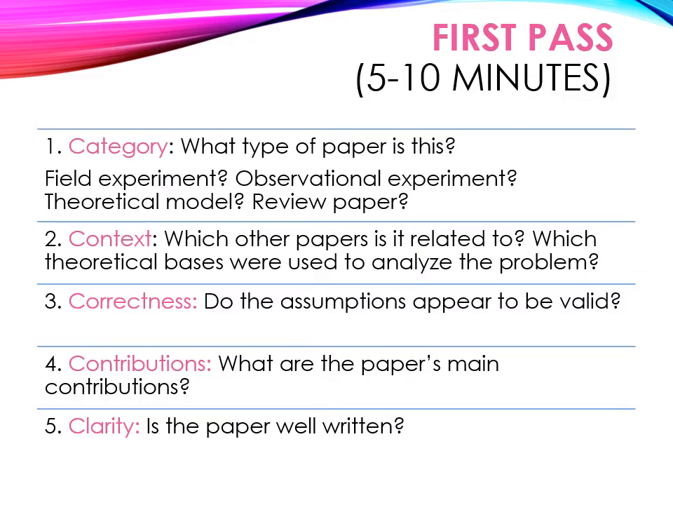When you've done that, you really accomplish these 5 C's. You've got the category. You know what type of paper it is. Is it a field experiment, an observational experiment? Are they developing a theoretical model? Is it a review paper? Context. What are the papers related to? What theoretical basis were they using to analyze a problem? So what was their hypothesis based on?